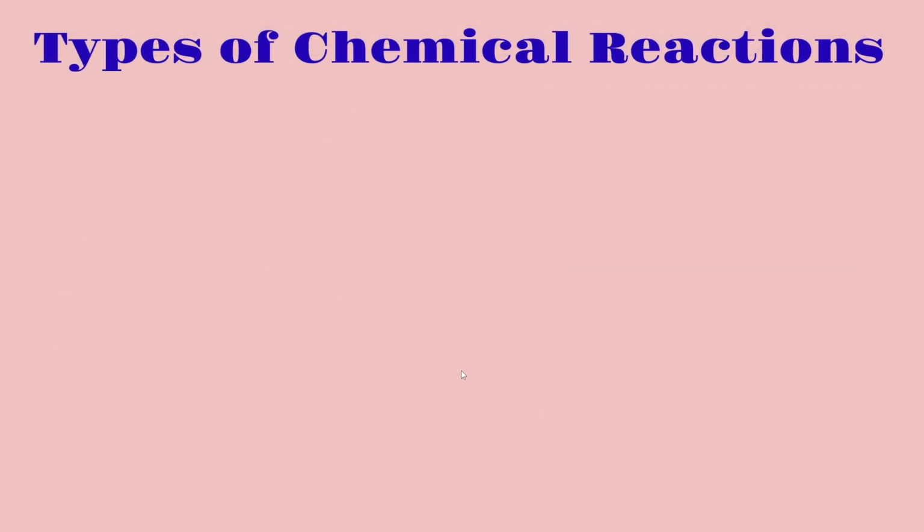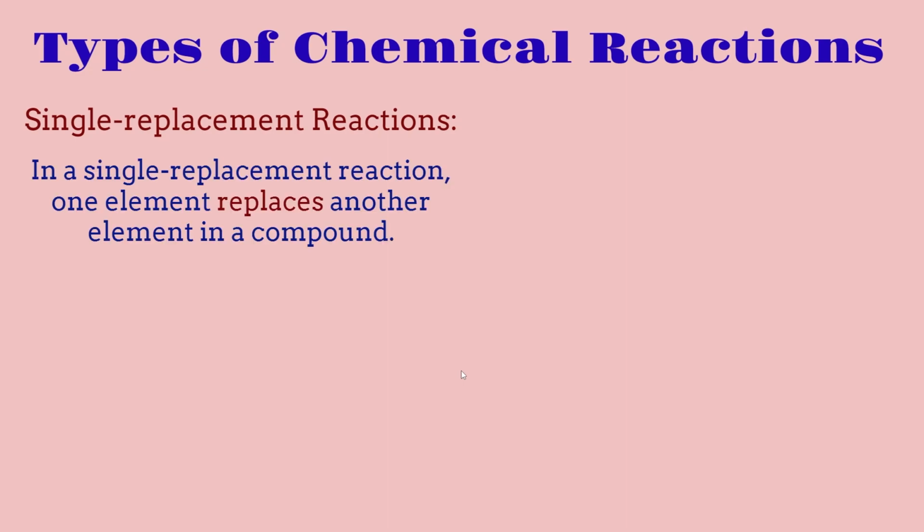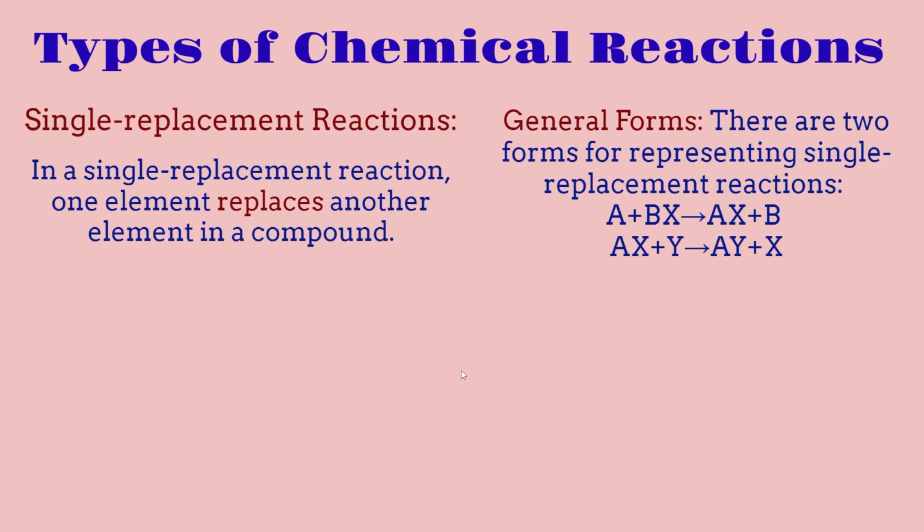Moving on to the third type of chemical reaction, we're going to look at single replacement reactions. Inside of a single replacement reaction, one element replaces another element inside of a compound. For the general form, there are 2 different ways to represent a single replacement reaction. For the first one, if we have A plus BX, then that would give us a product of AX plus B. Or we could also do, if we have AX plus Y, then that's going to give us a product of AY plus X. Basically, in summary, one element replaces another element inside the compound.